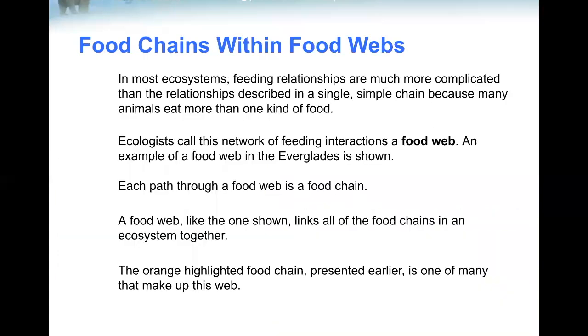In most ecosystems, feeding relationships are much more complicated than the relationship described in a single simple chain, because many animals eat more than one kind of food. Ecologists call the network of feeding interactions a food web. An example of a food web in the Everglades is shown next. Each path through a food web is a food chain. A food web, like the one shown, links all the food chains in an ecosystem together. The orange highlighted food chain presented earlier is one of many that make up this web.